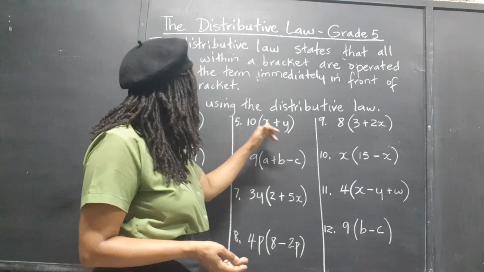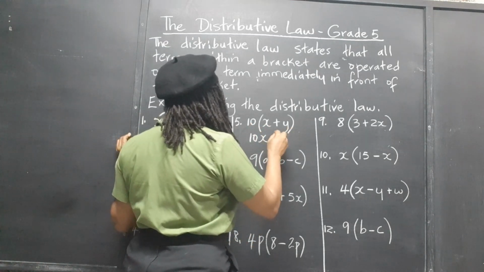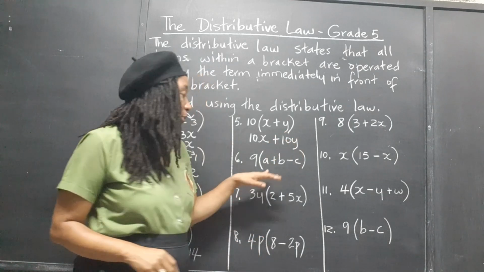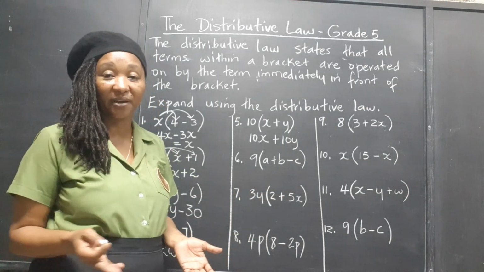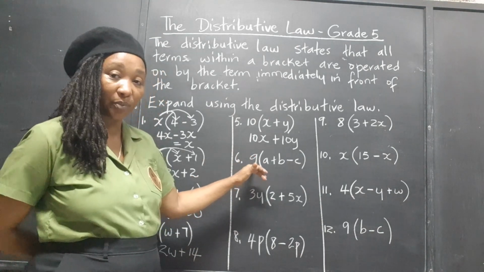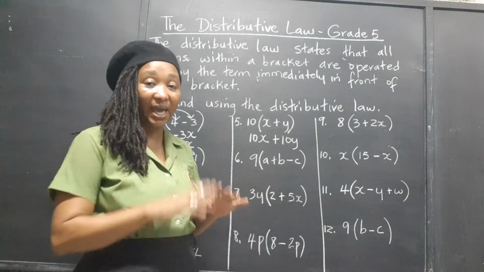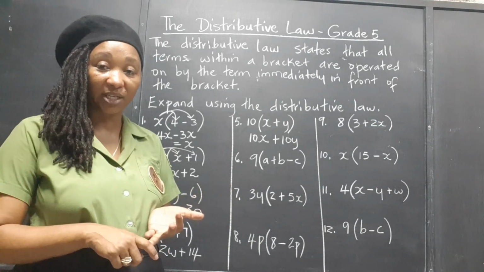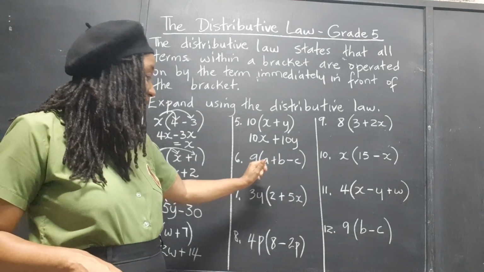Alright, so 10 times x, that's 10x. 10 times y is 10y. Here we have 3 terms within the bracket, but it doesn't matter how many terms there are. Once the number is immediately in front of the bracket, so it should not be separated from the bracket by any operation. There should not be a plus or a subtraction, especially, separating. It must be immediately in front of the bracket.